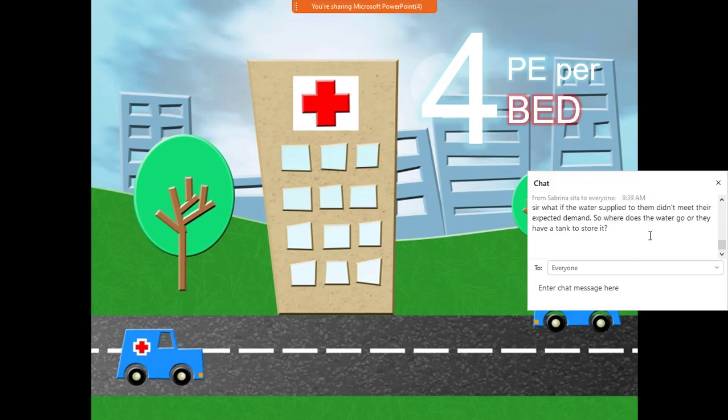Okay, we have a question. Sabrina says, what if the water supply to them didn't meet their expected demand? Where does the water go, or do they have a tank to store it? This is something different, because it means that there is an excess supply. Of course it will be stored in tanks, and that also will be considered. But at the end, we don't look at the actual consumption amount, the actual consumed water. We look at the type of this premise.